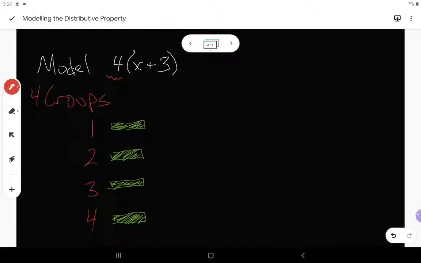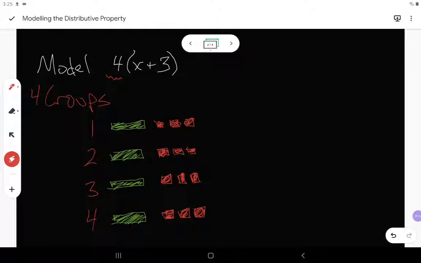And now I need to draw in my 1s. So it says that it's plus 3, so that means I need to have 3 of these red 1s in that first group. I'm also going to need 3 red 1s in every other group. And through some quick video magic, you can see that each group now has an X in it, as well as 3 1s. Each group contains an X, and it contains that positive 3.